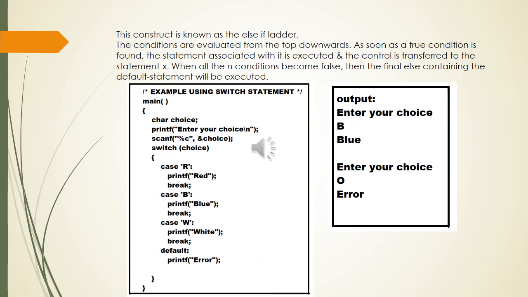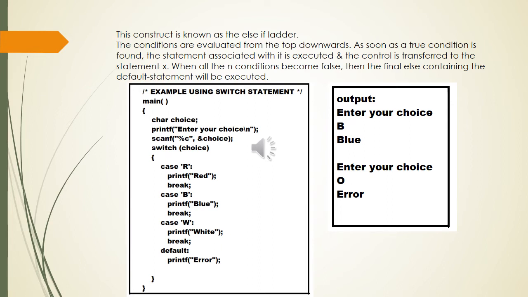Here what you have to check is the color. There are different colors: red, blue and white. If the case value is R, then it should print red. If the case value is B, it will print blue. If the case value is W, it should print white. If none of the cases match, it should come to the default and print error.